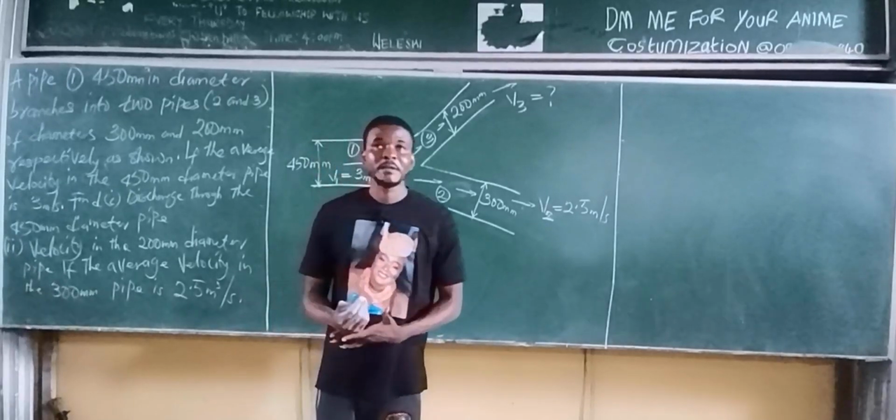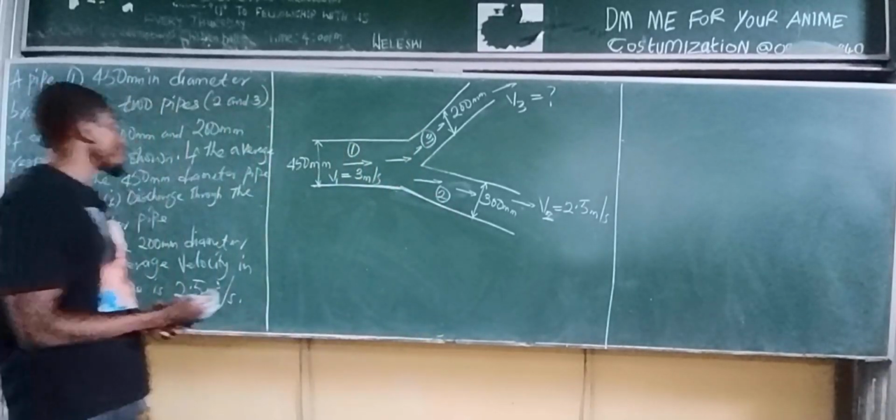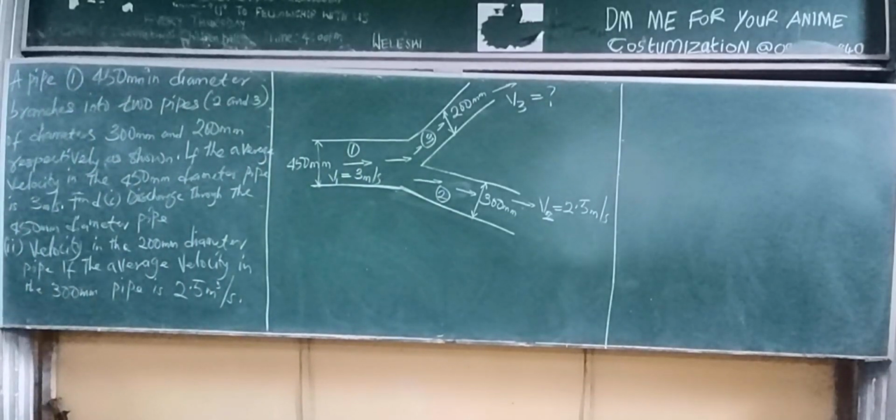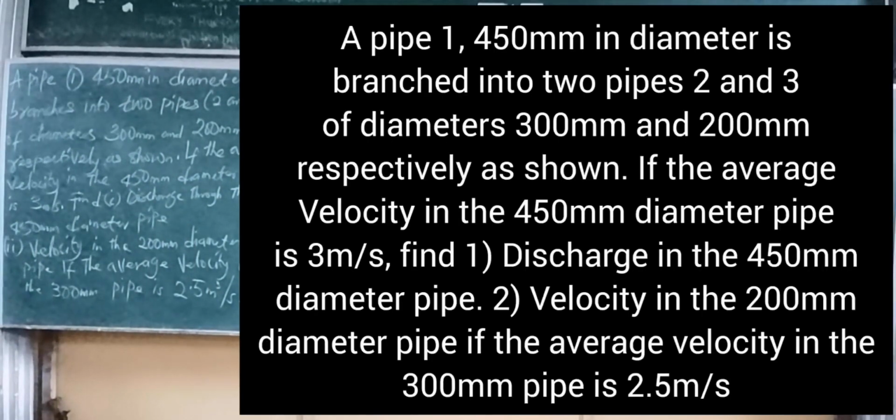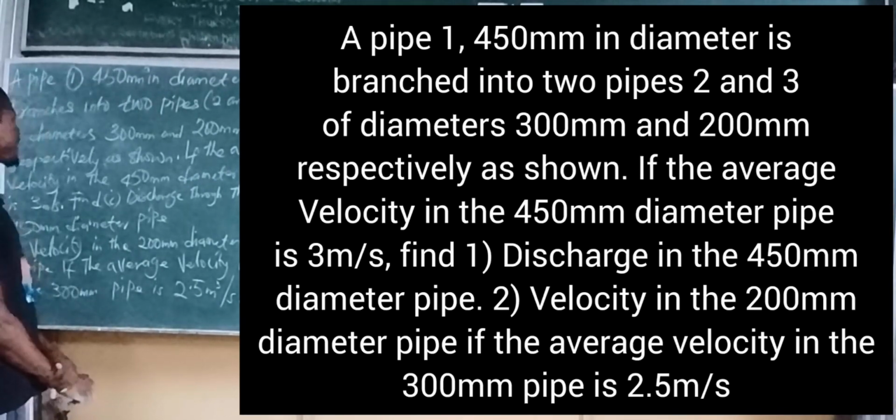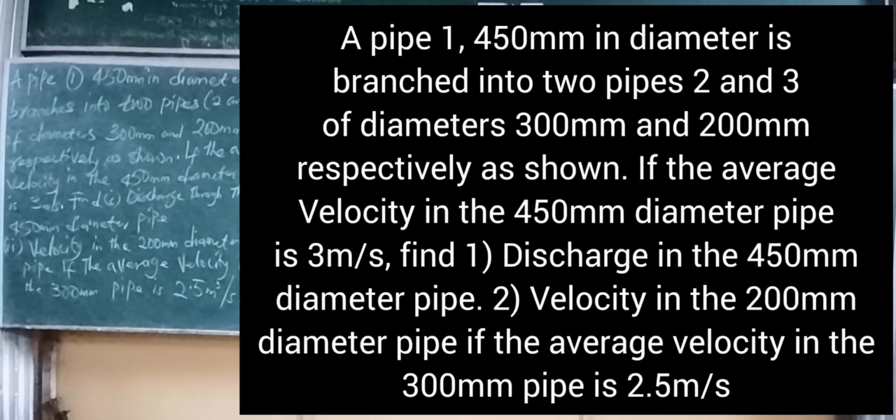All right, guys. So let's consider this other question on the board. Still on this charge, it says a pipe 450 millimeter in diameter is branched into two pipes 2 and 3 of diameters 300 millimeter and 200 millimeter respectively, as shown. If the average velocity in the 450 millimeter diameter pipe is 3 meters per second. Question says find one, discharge through the 450 millimeter diameter pipe.